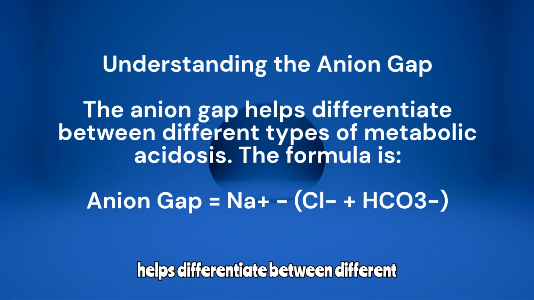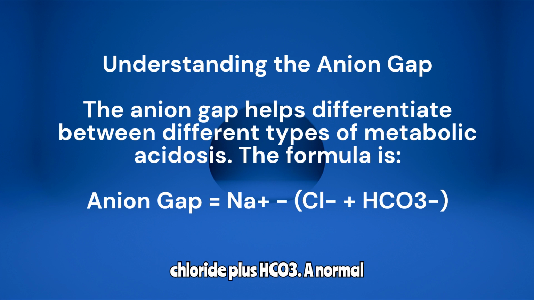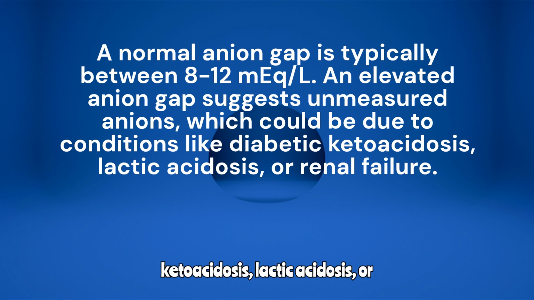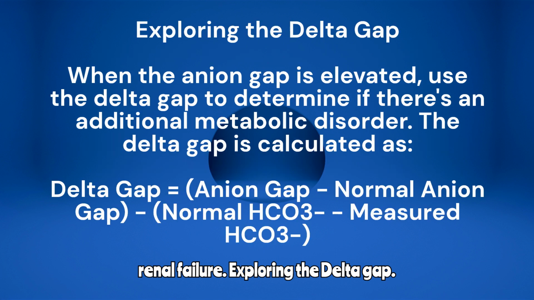The anion gap helps differentiate between different types of metabolic acidosis. The formula is anion gap equals sodium minus chloride plus HCO3. A normal anion gap is typically between 8 to 12 milliequivalent/L. An elevated anion gap suggests unmeasured anions, which could be due to conditions like diabetic ketoacidosis, lactic acidosis, or renal failure.